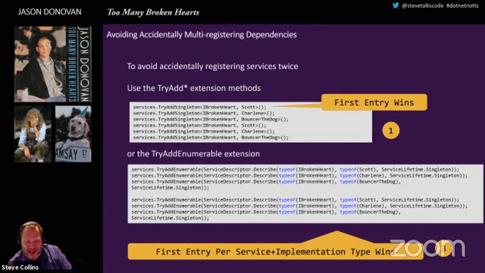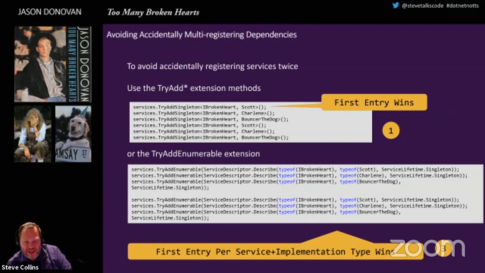So with try-add, it's the opposite of the consumer side. It's first in wins. That's the thing that's going to stick. All the others will be ignored because they'll say, I've already registered an I broken heart. I don't care about you. And I feel sorry for Bouncer the dog because his broken heart, there's no consideration of him whatsoever. The poor dog is suffering. Well, not that much. He's got a party hat on, so he can't be suffering that much.